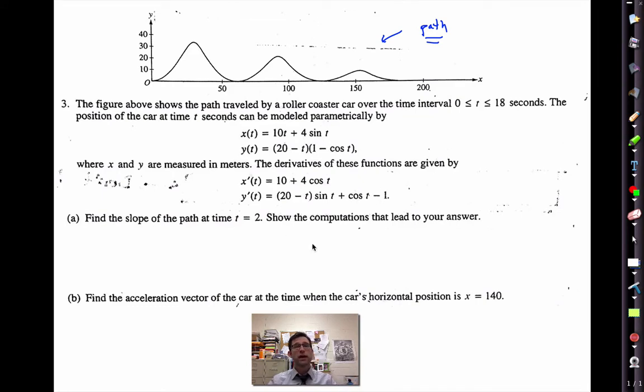First question's not too bad. It says, find the slope of the path at time t equals 2. Show the computations that lead to your answer. Pause the video now. This isn't too tough. It's a little bit messy, but it's not too tough. And figure out the slope of the path, okay?